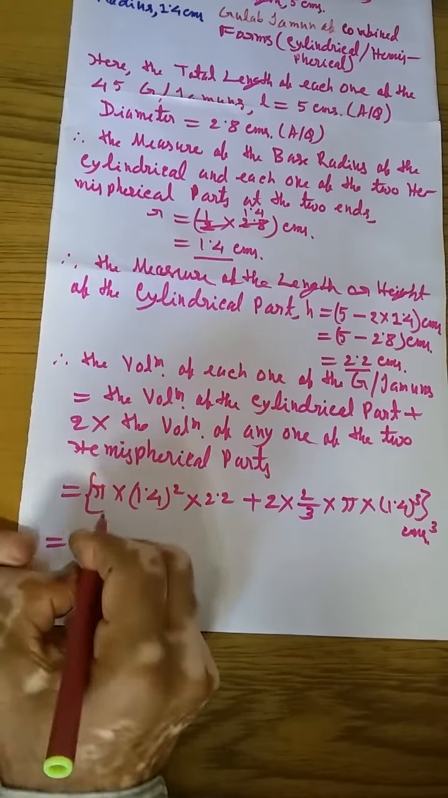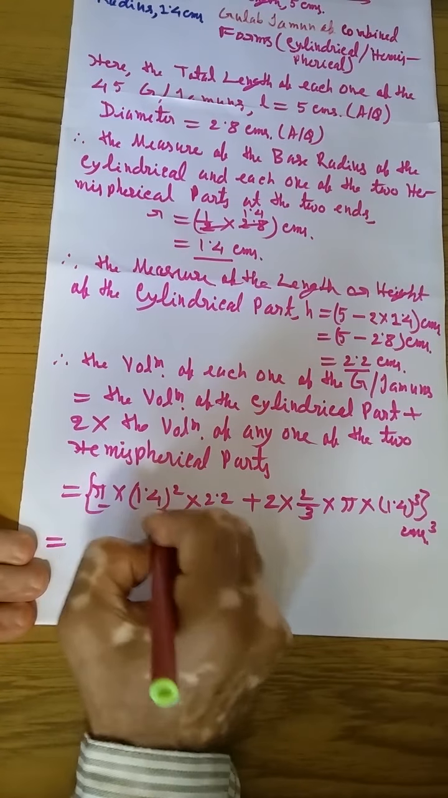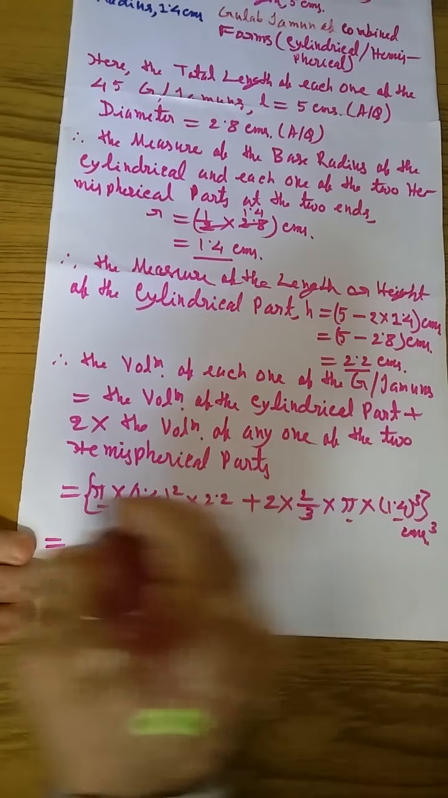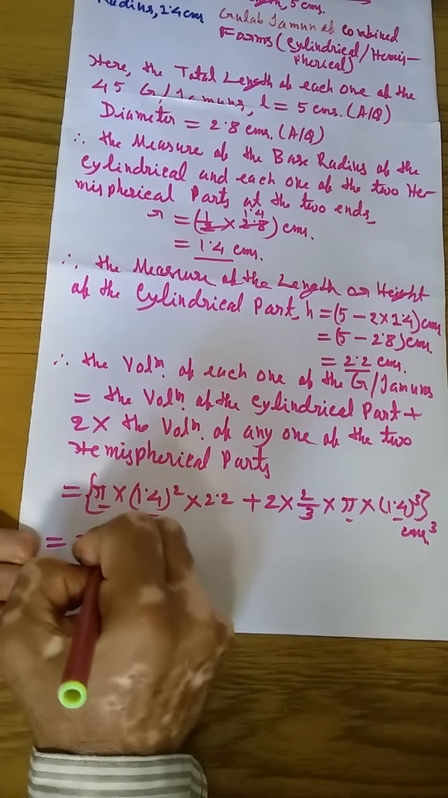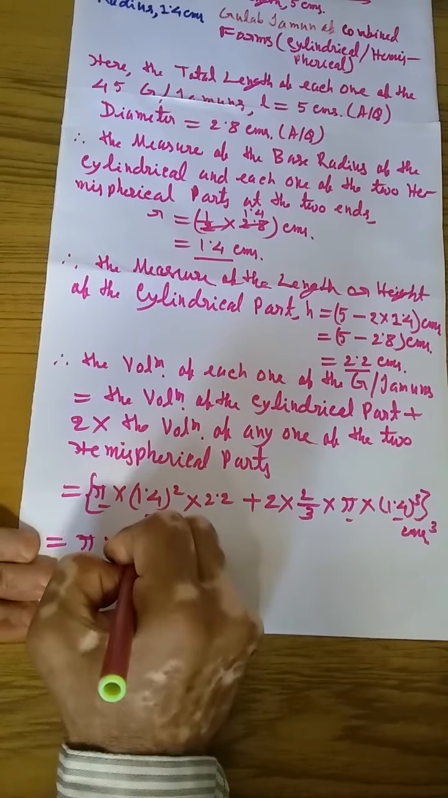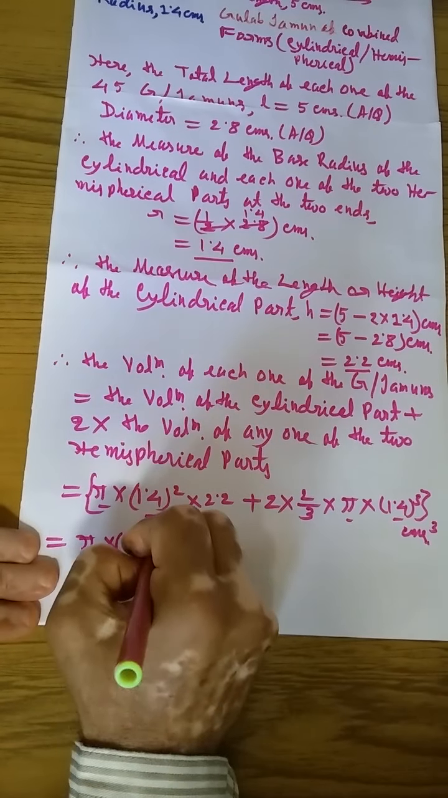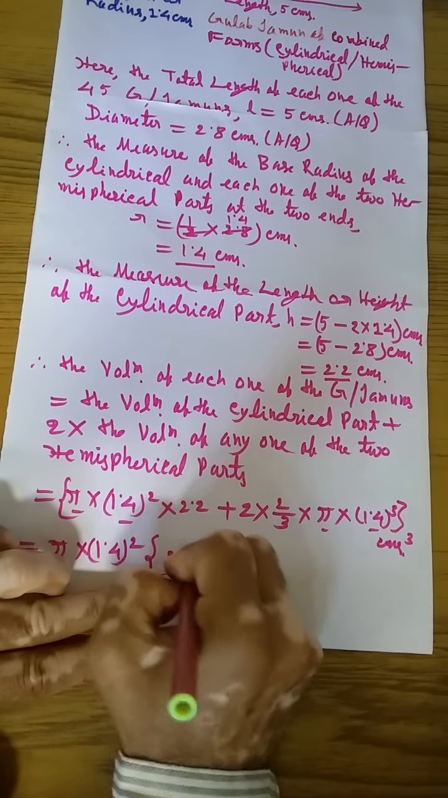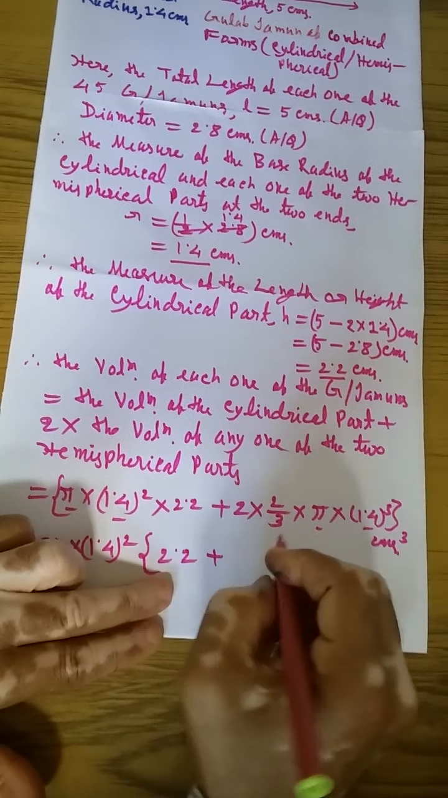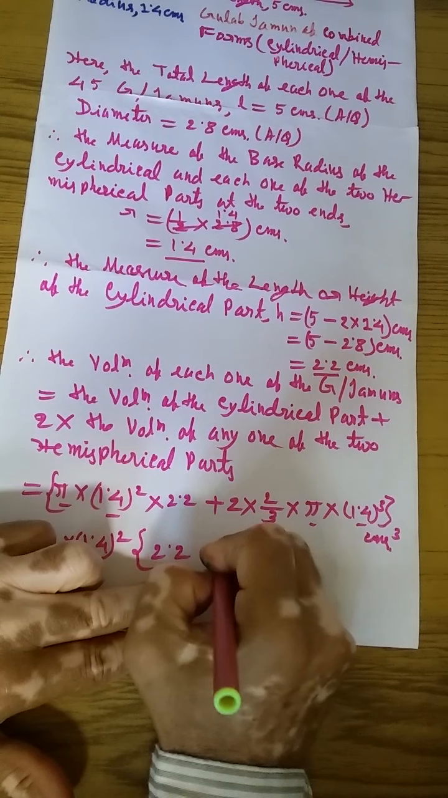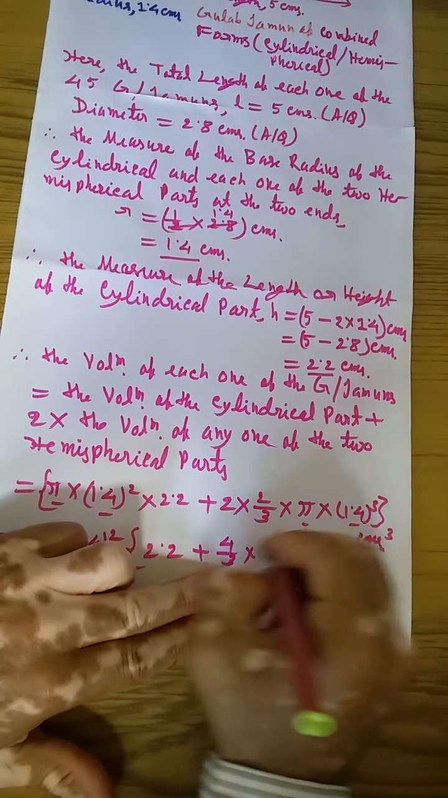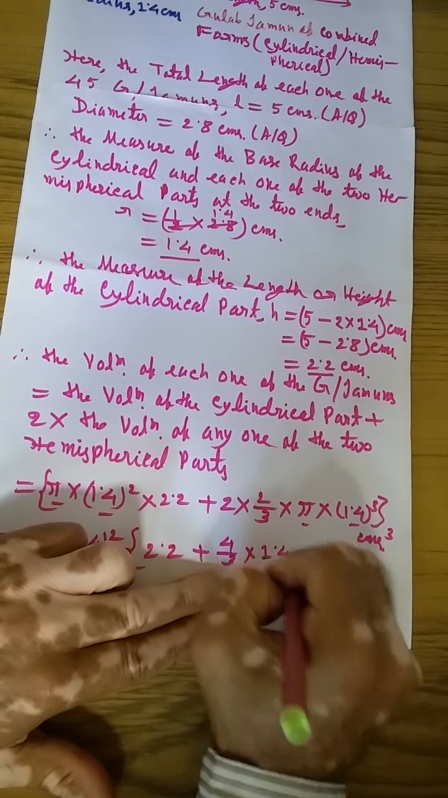After this, let us proceed in this way. Now if we take pi into 1.4 whole square as common, we will get pi into 1.4 whole square, into 2.2 plus 2 into 4 by 3 into 1.4.